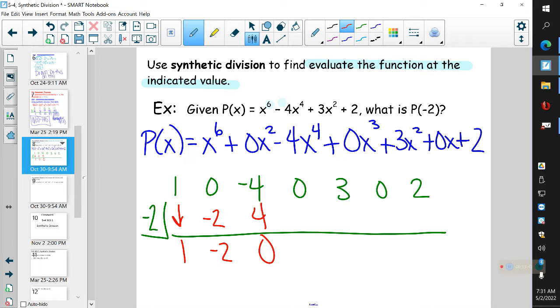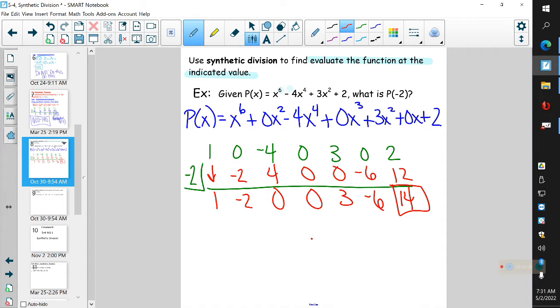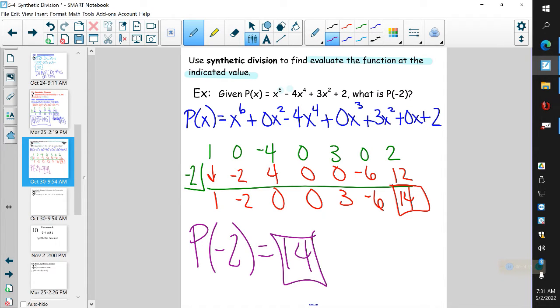0 times negative 2 is 0. Add straight down to give me 0. 0 times negative 2 is 0. Then we're going to go ahead and add 3 and 0 together to give me 3. 3 times negative 2 is negative 6. Plus 0 is negative 6. Negative 6 times negative 2 is 12. And 12 plus 2 is 14. 14 is what we call our remainder. And that also tells me that P at negative 2 is equal to the value 14, which is exactly how I want you to do tonight's homework.